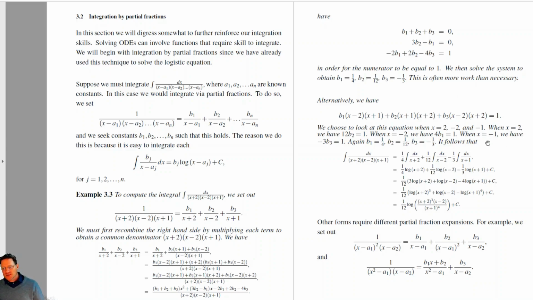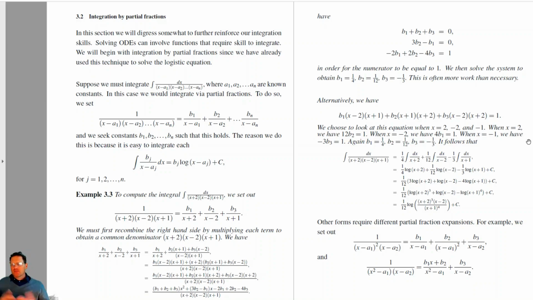Okay, so we'll do the same thing when x is equal to -1, because it makes the first and the second term 0. And then we just look at the third term when x is -1. So in that case, we have b3 times -3 times +1. Okay, so b3 times -3 is equal to 1, which gives us that b3 is -1/3. So we now have each of our coefficients using a very easy way.